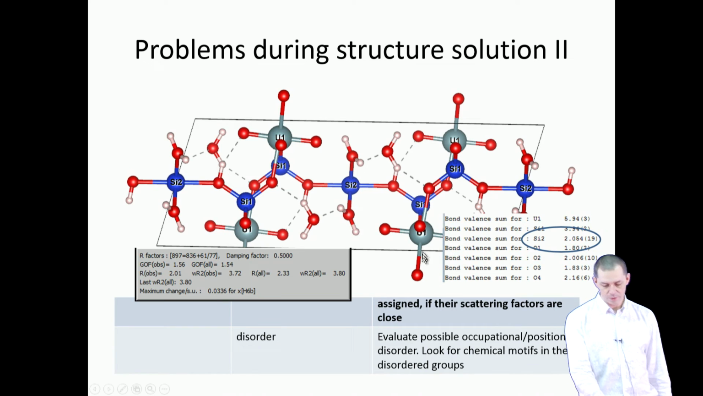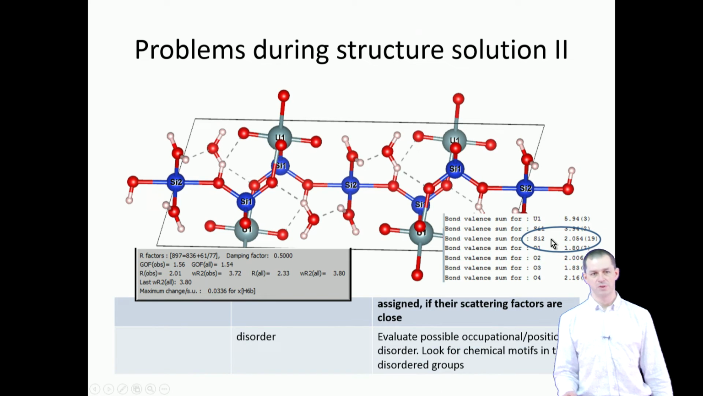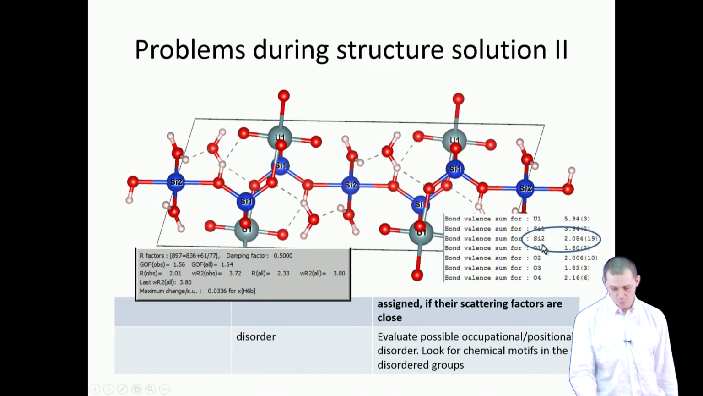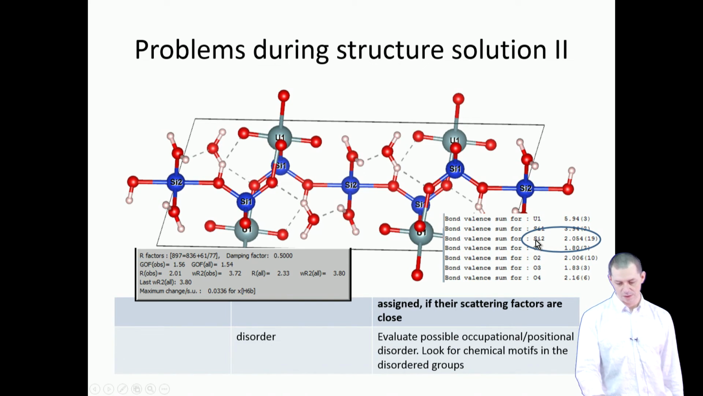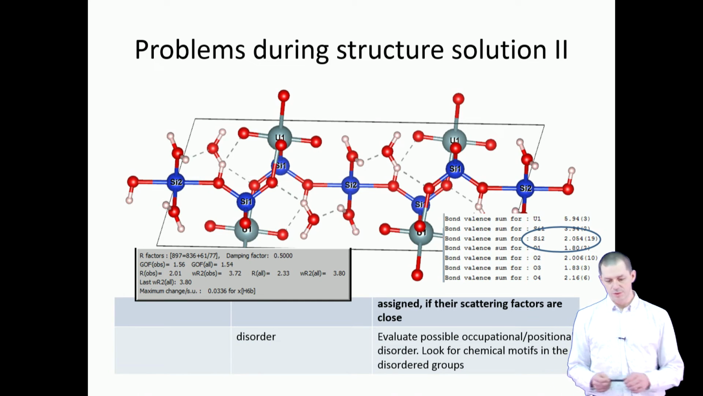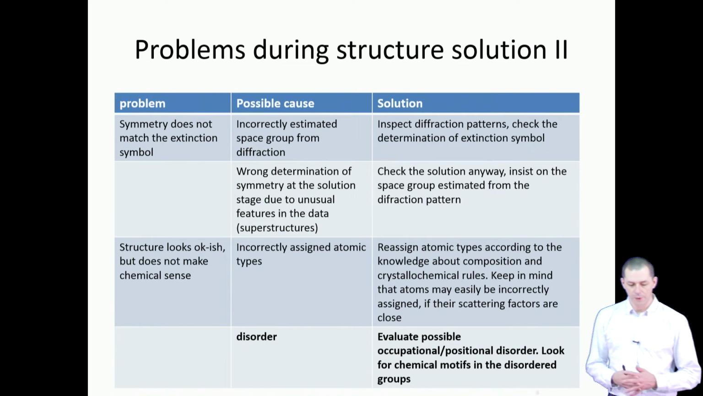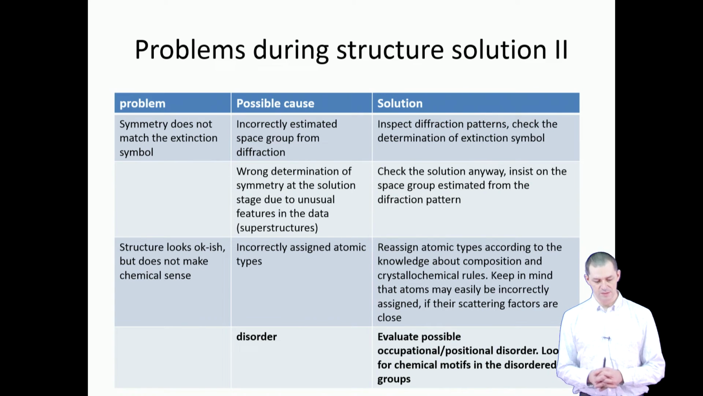But then if you do the bond valence sum, you see that for uranium you get something very close to 6 as expected. For silicon 1, this is 3.94, very close to 4 as expected. But for silicon 2, you get 2, which is far from the expected 4. So silicon 2 cannot be silicon, and indeed it's not silicon. This should be magnesium. So you need to use these tools and also chemical knowledge to complete the structure. Another problem for a structure that doesn't make chemical sense is disorder.